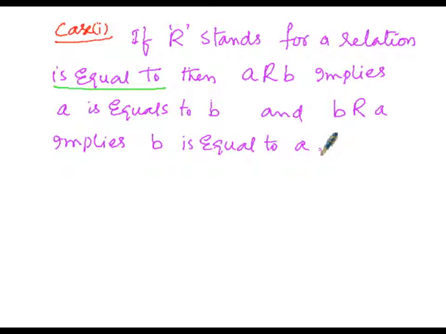So in this context both A R B and B R A are true, because A is equal to B in the first case and B is equal to A in the second case. Since the relation is equal to, it is true. So both the conditions are true.